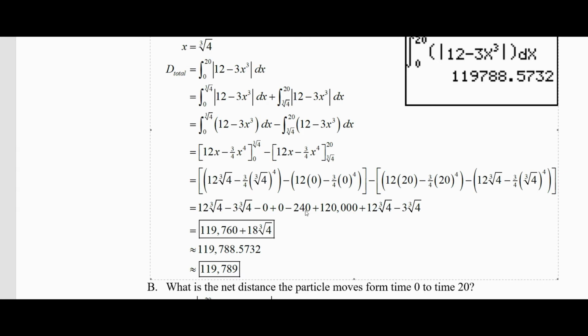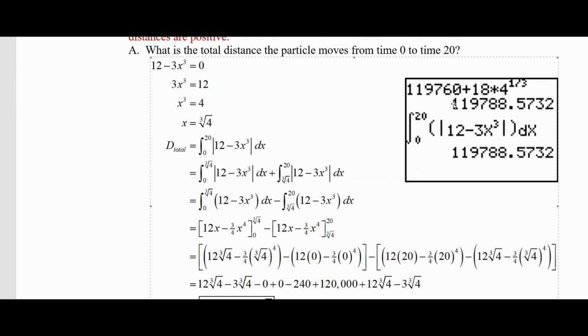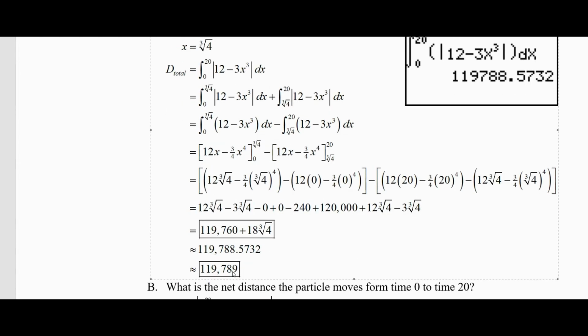And 120,000 minus 240 is that, 119,760. And if we approximate that, that's the exact value up there, right? And approximately 119,789. If we did it in our calculator, here's the exact value worked out as an approximate decimal, and here's the definite integral worked out approximately with the calculator, and those agree with each other, and that gives us our value.